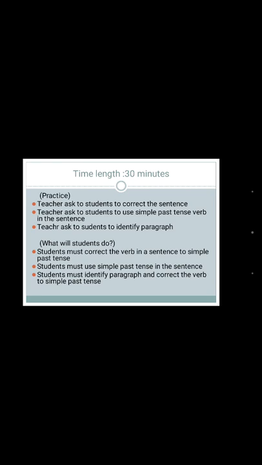must use simple past tense in the sentence, and the teacher asks the students to identify in a paragraph, and then the teacher will give a paragraph to the students, and then the students must identify the paragraph and correct the verb to simple past tense.